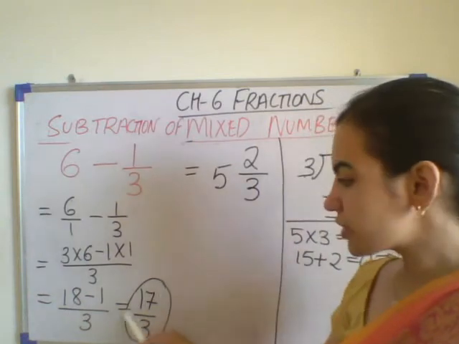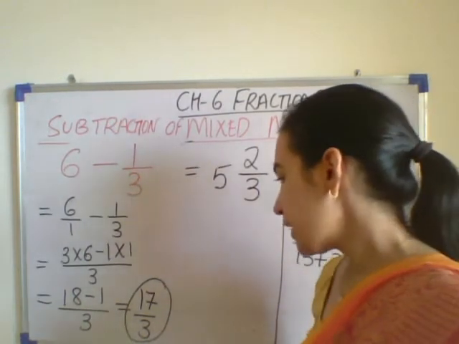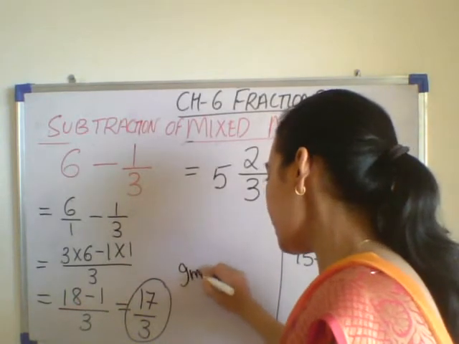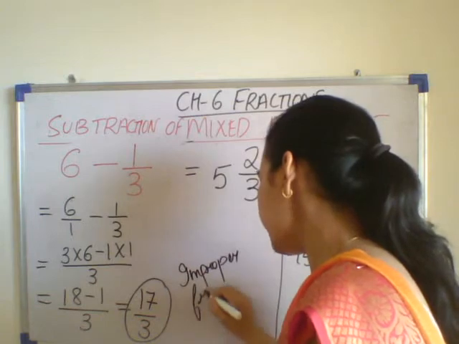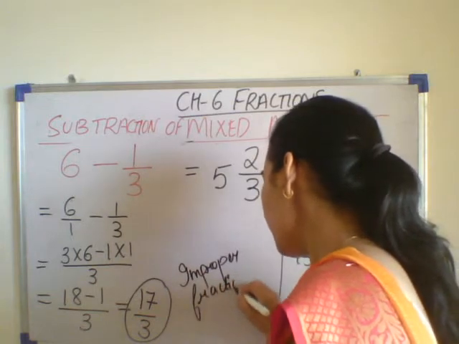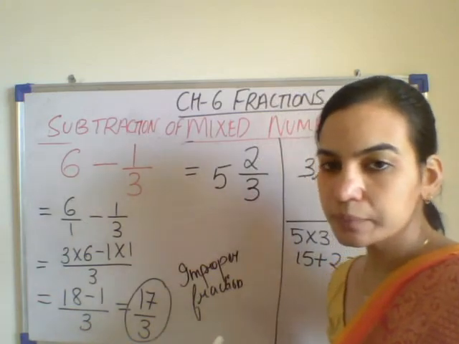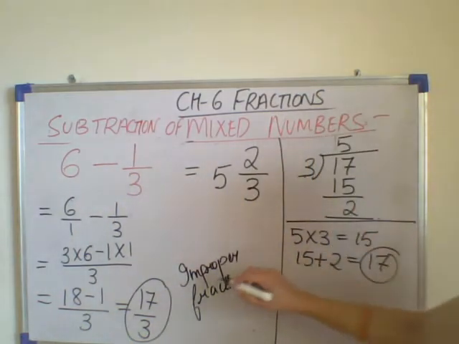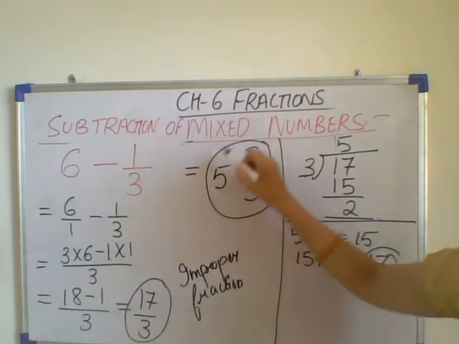Now look at this fraction. This is an improper fraction. 17 upon 3 is an improper fraction. Why? Because the numerator is greater than the denominator. So I will be converting this improper fraction into a mixed number. How did I get this mixed number?